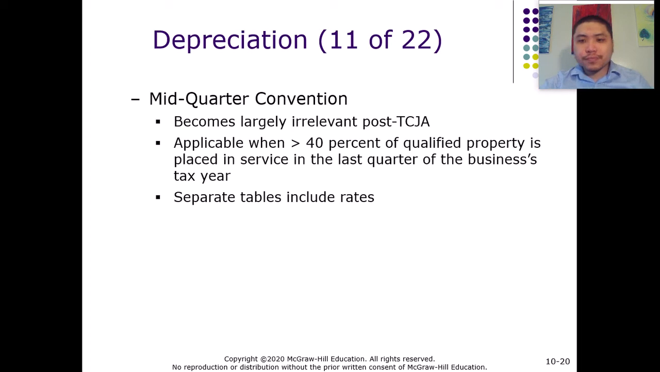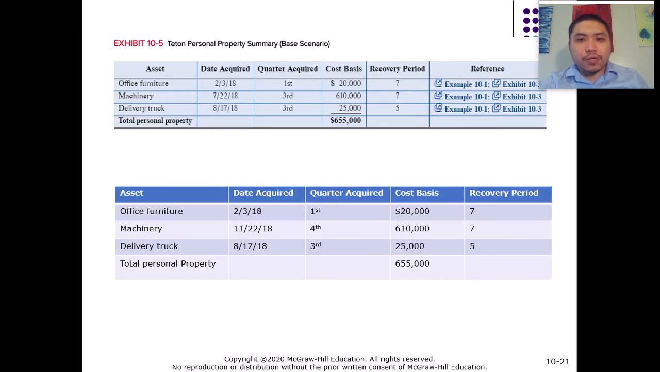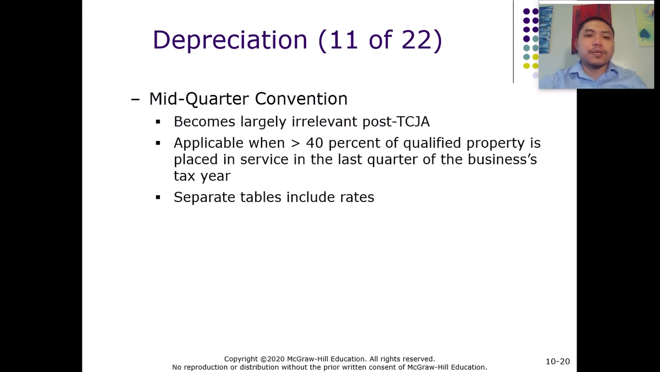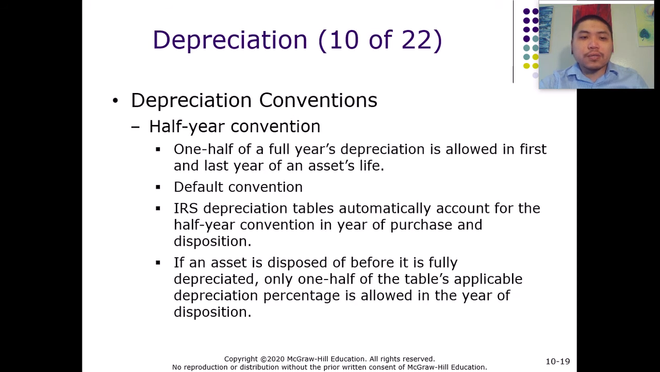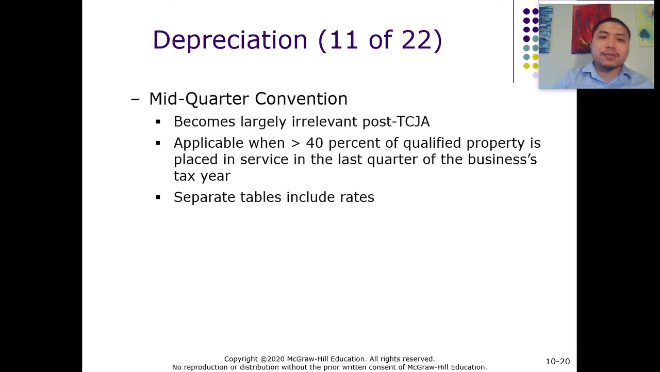So we can go through several examples later to see how different they are, right? But overall, the half-year convention gives much more allowable depreciation expense than the mid-quarter convention, right? So what does the mid-quarter convention allow a business to do?